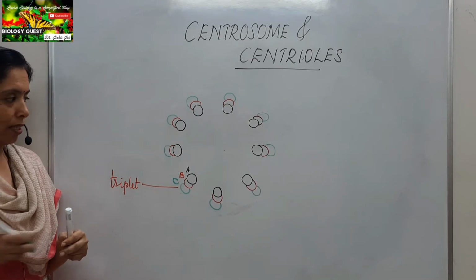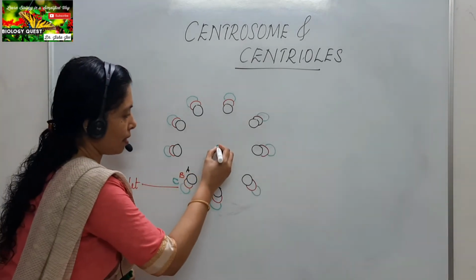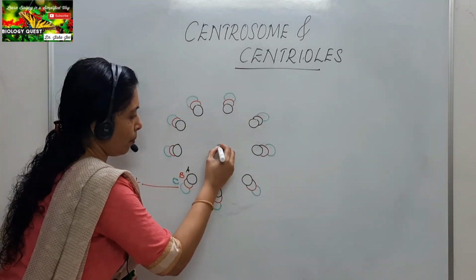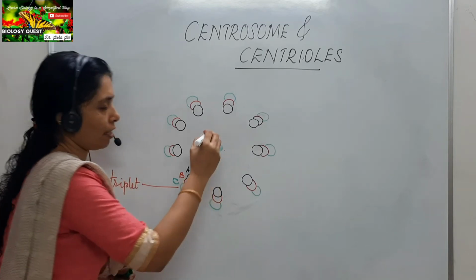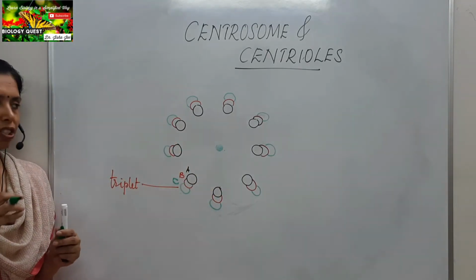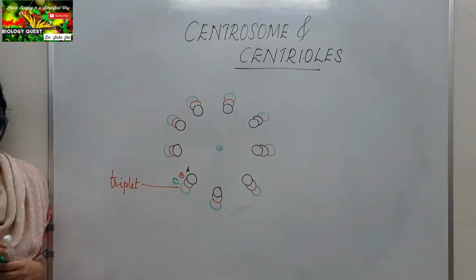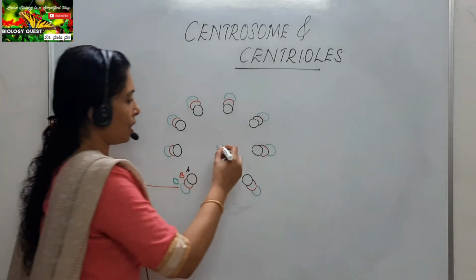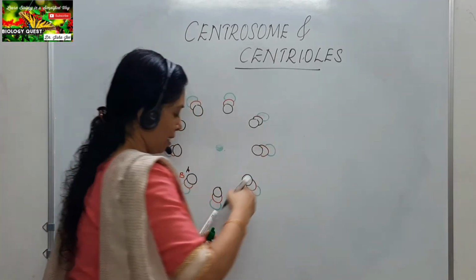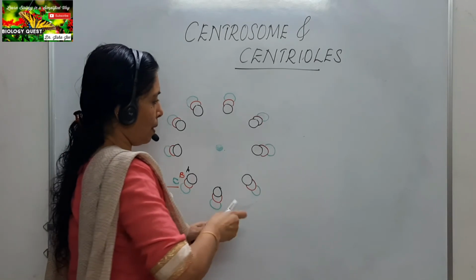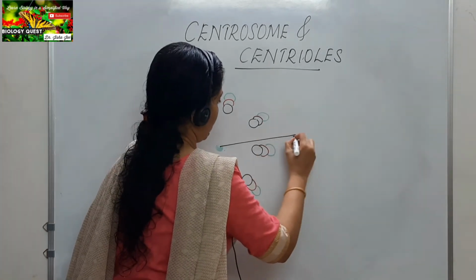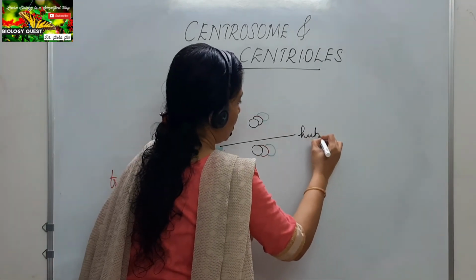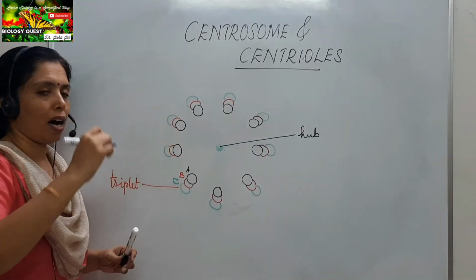At the center, there is a region which is rich in protein. It is a proteinaceous mass present at the center, and this proteinaceous mass is called the central hub. So that is the central hub.